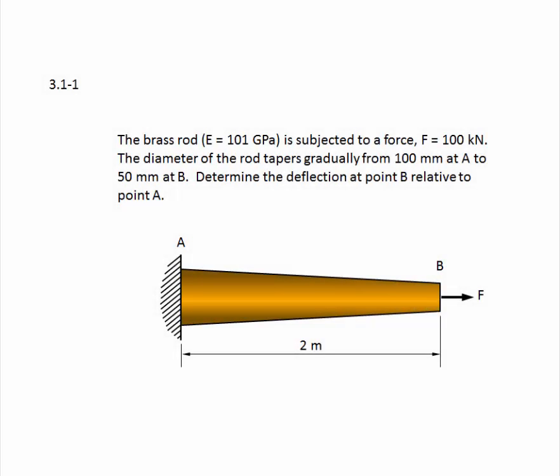Problem 3.1-1. The problem reads, the brass rod with a modulus of elasticity of 101 gigapascals is subjected to a force of 100 kilonewtons. The diameter of the rod tapers gradually from 100 millimeters at A to 50 millimeters at B. Determine the deflection at point B relative to point A.